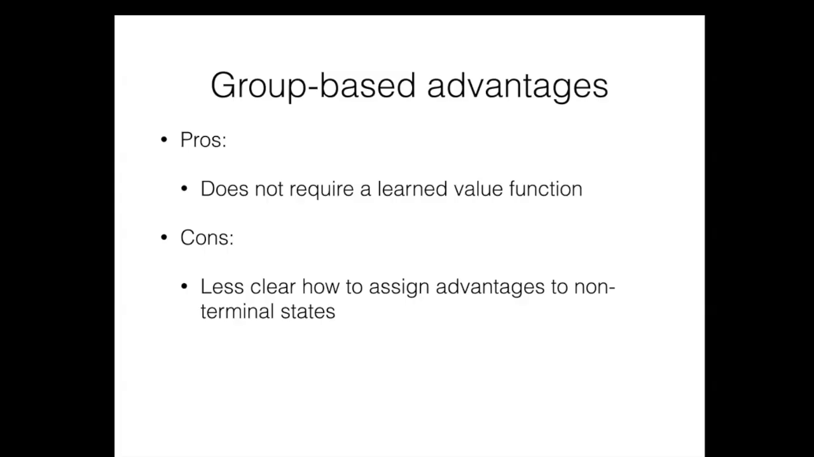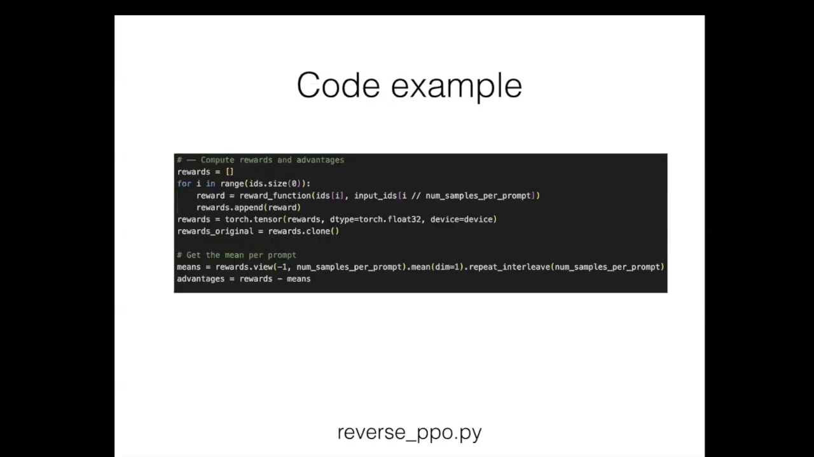Okay, so these are going to be the trade-offs. It turns out that for a lot of problems, you can get away with not learning this value function and just using these group-based advantages. Okay, then here's the code example. Again, there's nothing deep going on in this code. This is just one implementation, and it's not guaranteed to be the best one, but it implements the idea we were looking at before. Here we're getting the means for each prompt and then subtracting them. And then afterwards, you can do the normalization.